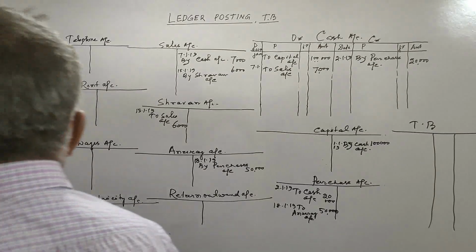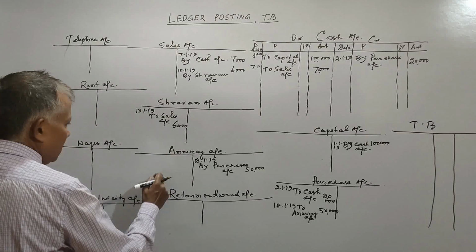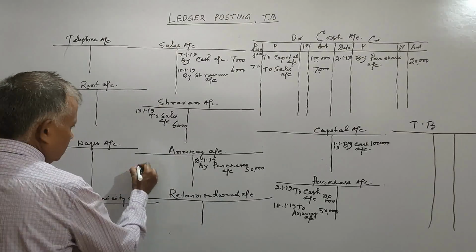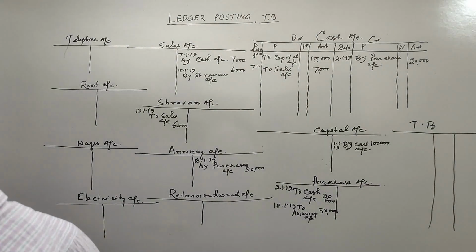Returned goods to Anurag. This is your return outward. Anurag account debit. This is on 19/1/19.